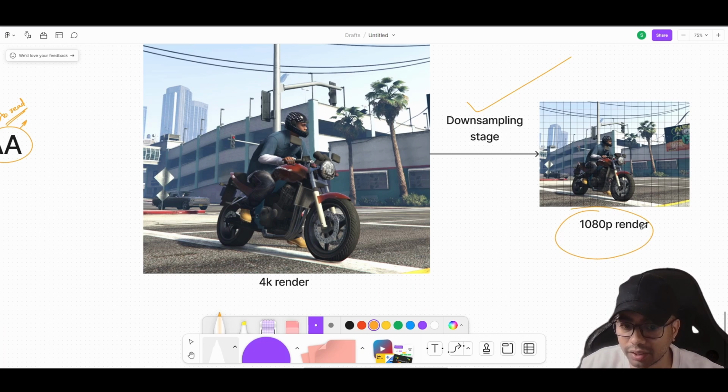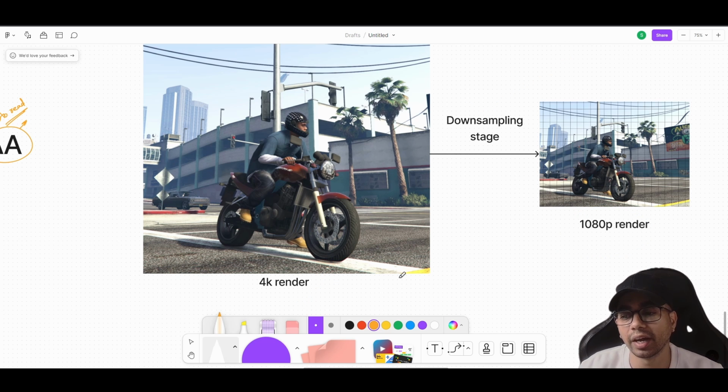If you have a larger 4K image and a 1080p image, and you squeeze this 4K image to a 1080p image, this squeezed 1080p image would obviously be crisper, right? Because it is downsampled from an image which had more information. That's why this 1080p render, which is downsampled from a 4K render, will look crisper.